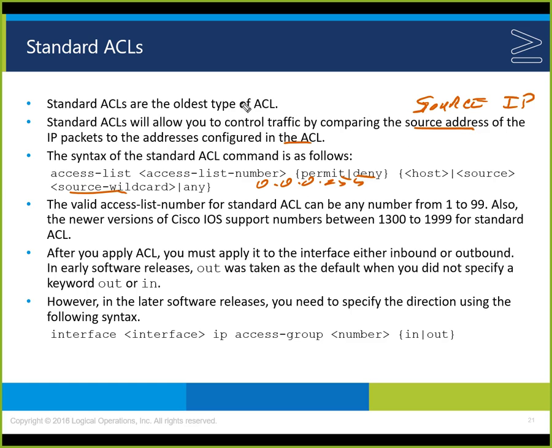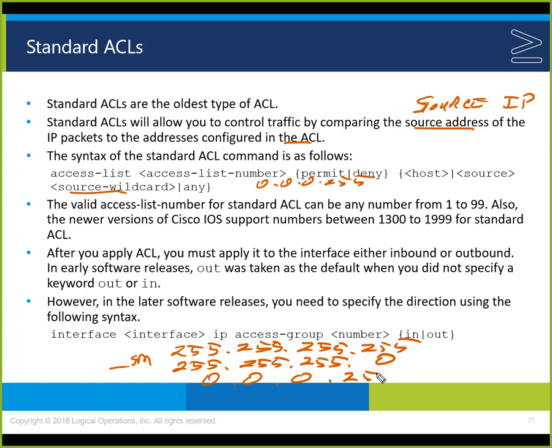The wildcard is 0.0.0.255. If you really have trouble with this one, take 255.255.255.255 and subtract the subnet mask. So if we had a Class C network and we subtracted 255.255.255.0, we would have 0.0.0.255 for the wildcard mask.